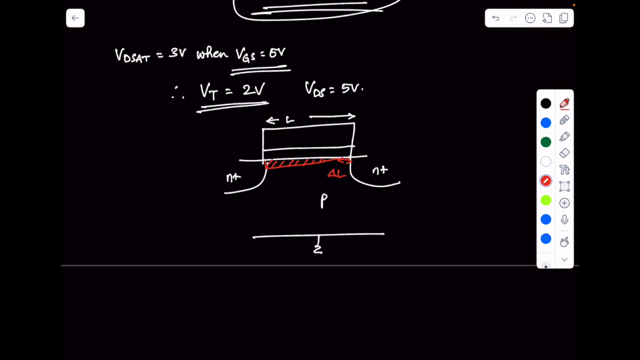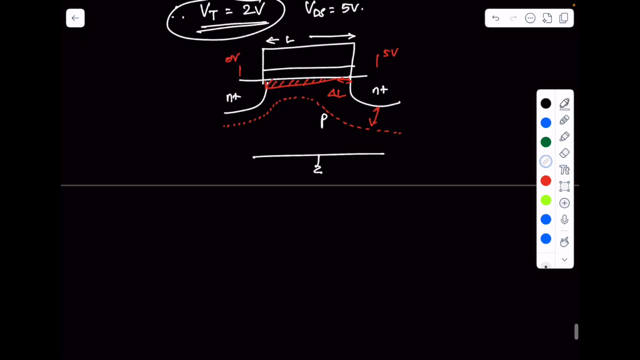And if you look at the depletion region in the MOSFET, it's going to look something like this. Because the drain is at a higher voltage, this is at 5 volts, this is at 0 volts, you see that the depletion region at the drain is going to be larger than the depletion region at the source. We've already determined the threshold voltage to be 2 volts. Now, third question: what happens if the oxide thickness is doubled?